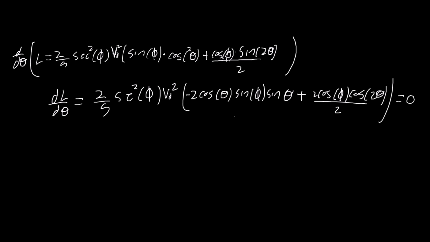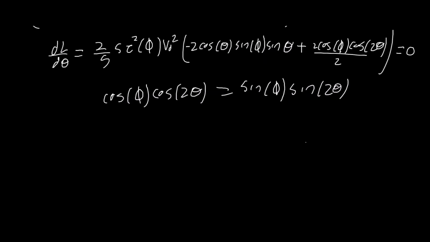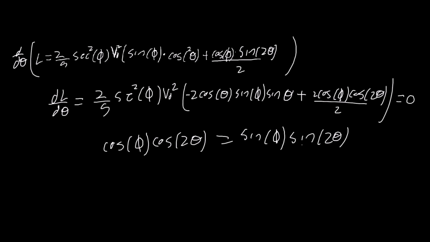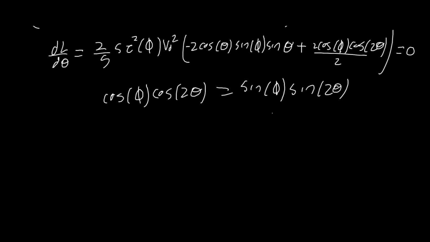And when we do that, let's rewrite this as cosine of phi cosine of 2 theta equals sine of phi sine of 2 theta. Because regardless of the equations, when the maximum range for L is depending on when this is 0, where this equation will always have to be valid.